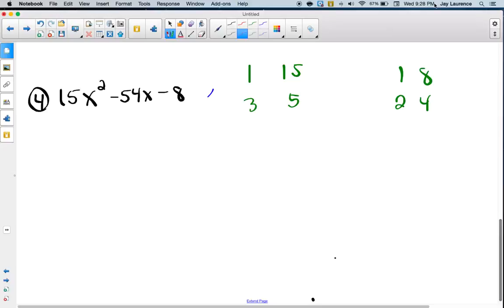Negative 54. I'm not seeing it right off the top of my head here. I'm wondering if I missed a factor or something. Let's see, I can get a 58.